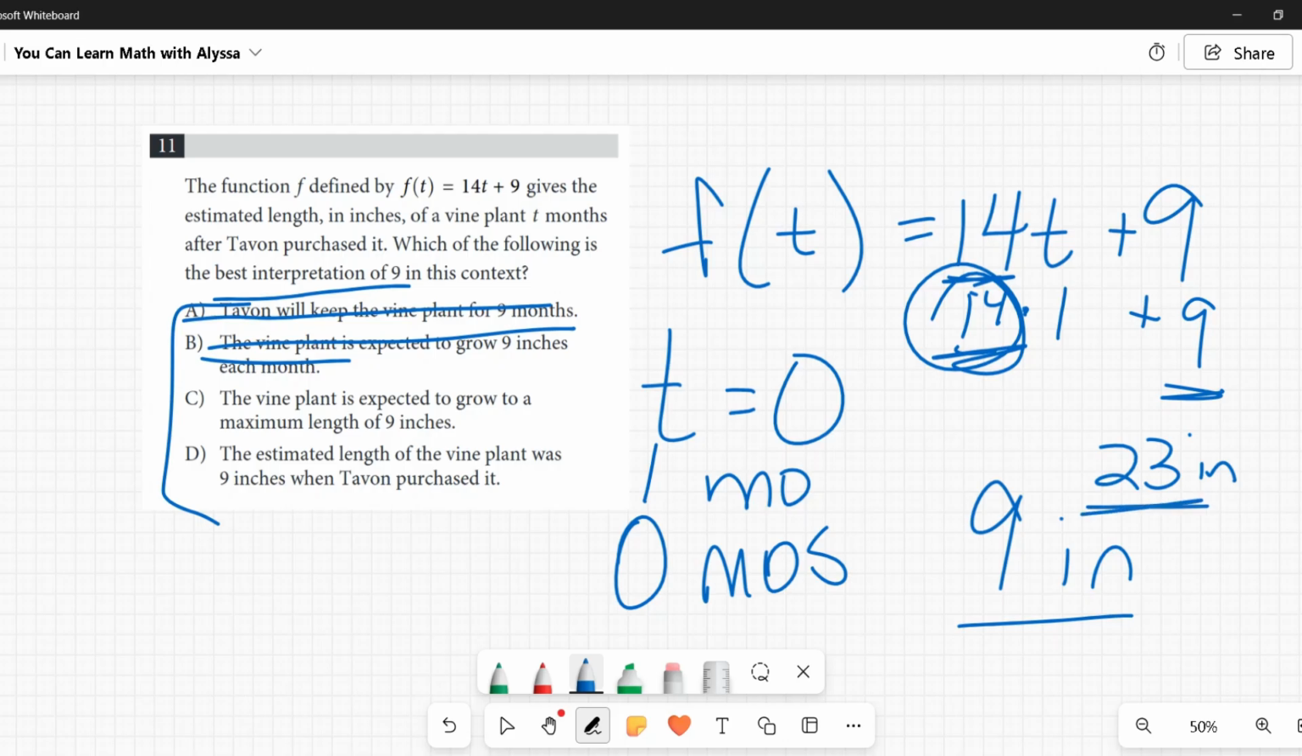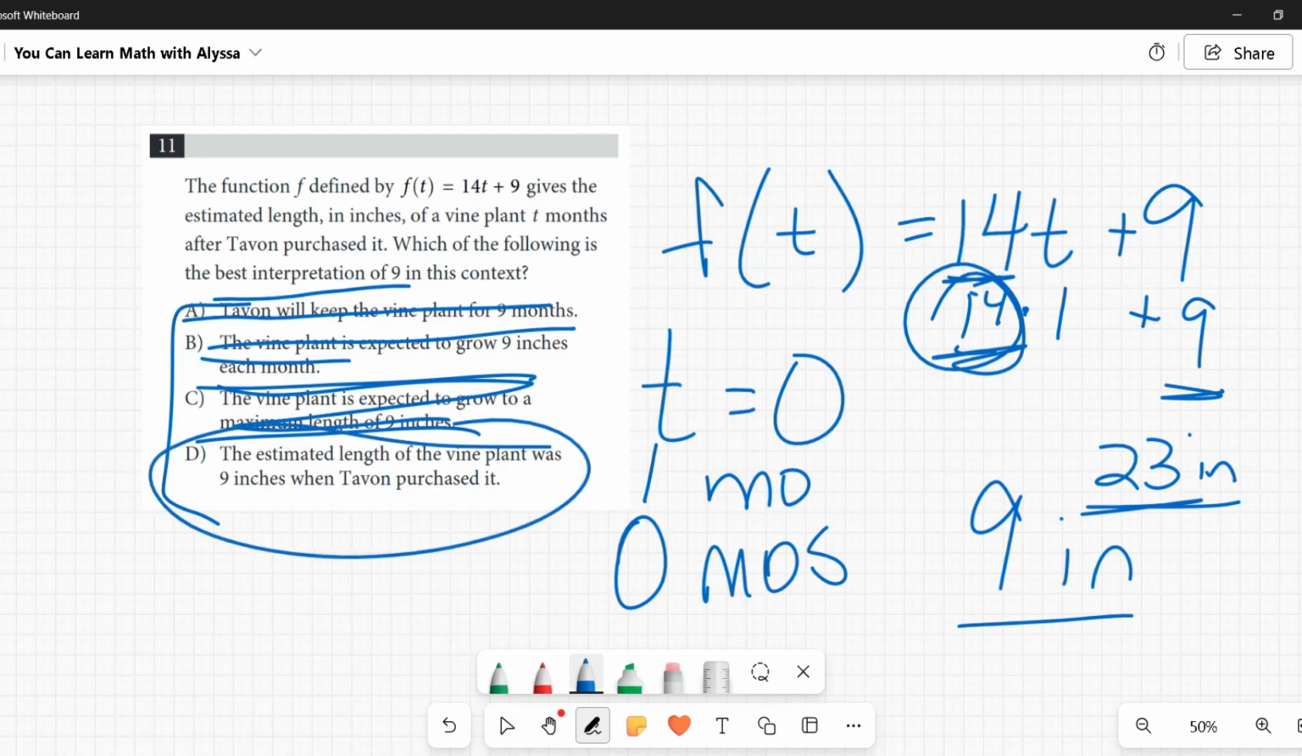Nope, we saw that in the very first month it grew to 23 inches. D better be right. D, the estimated length of the vine plant was 9 inches when Tavon purchased it. Yes, that is exactly what we said it meant, so we've got our answer, D.